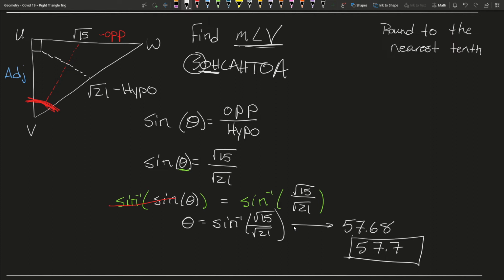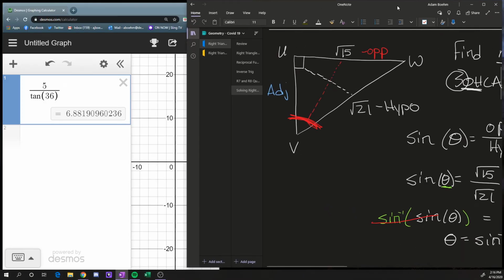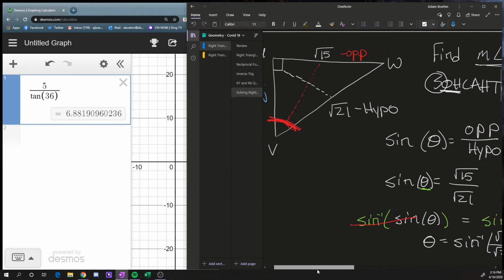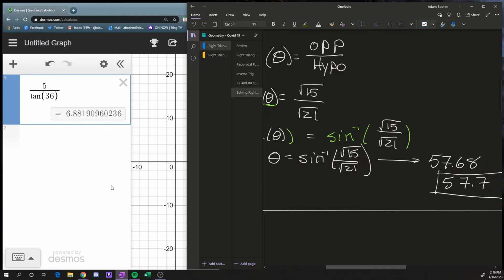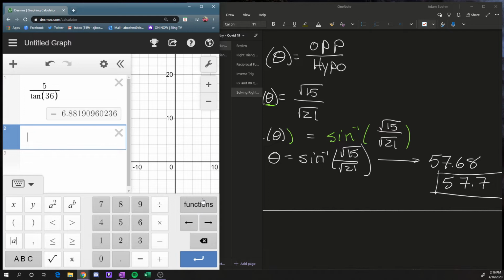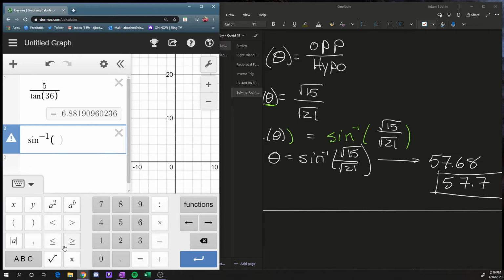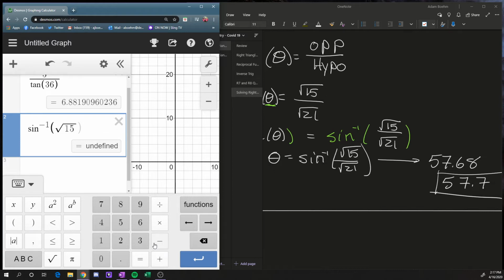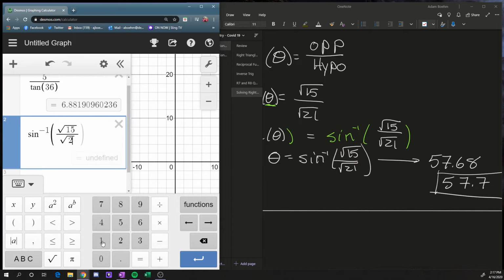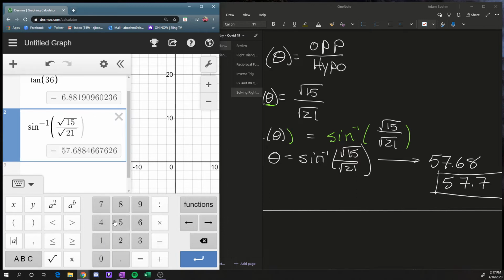So again, on your calculator, second sine, and then we have to type in the square root of 15 in parentheses and the square root of 21 in parentheses. On Desmos, so if you do not have a TI-84 or 83, in order to type this in, go to our keypad, hit functions, find the sine inverse, and then type in square root of 15 divided by the square root of 21. And we get the same answer. So, questions about this problem?